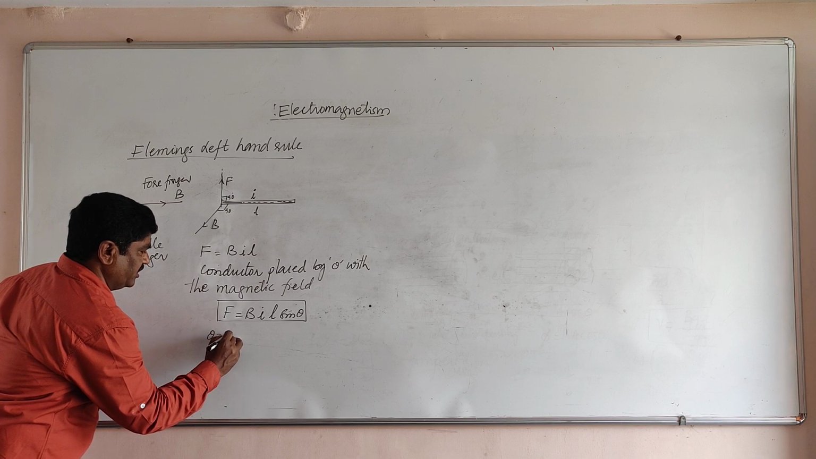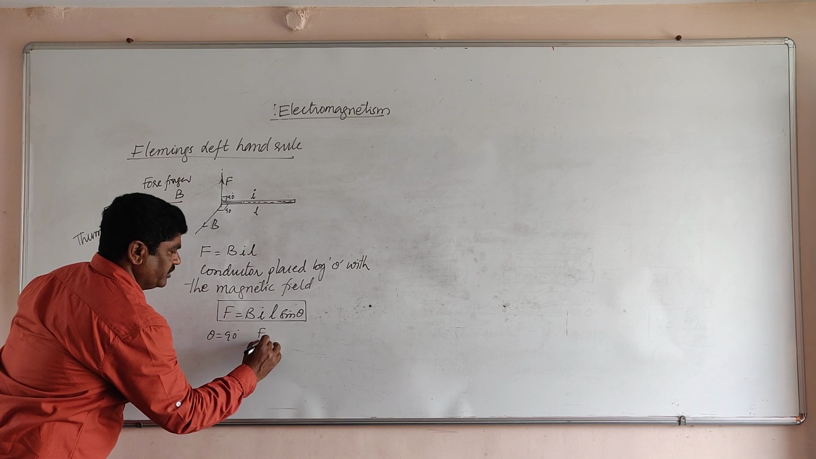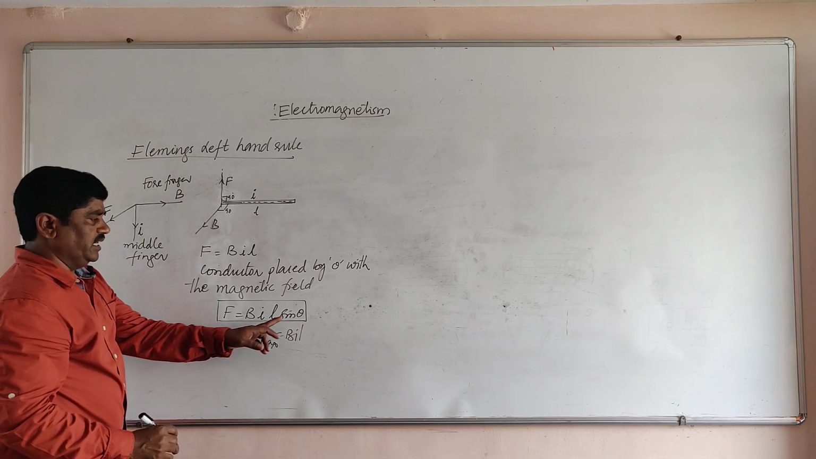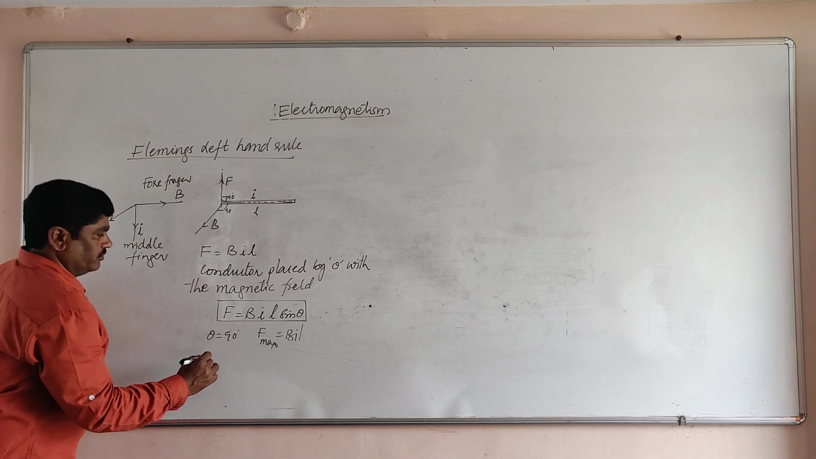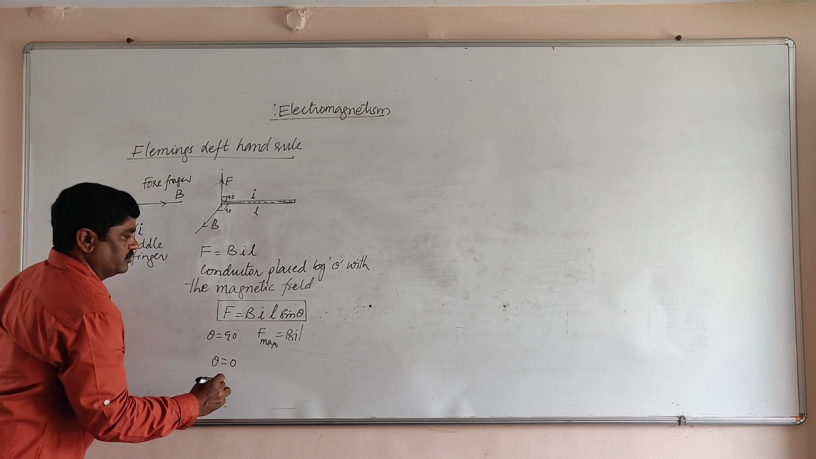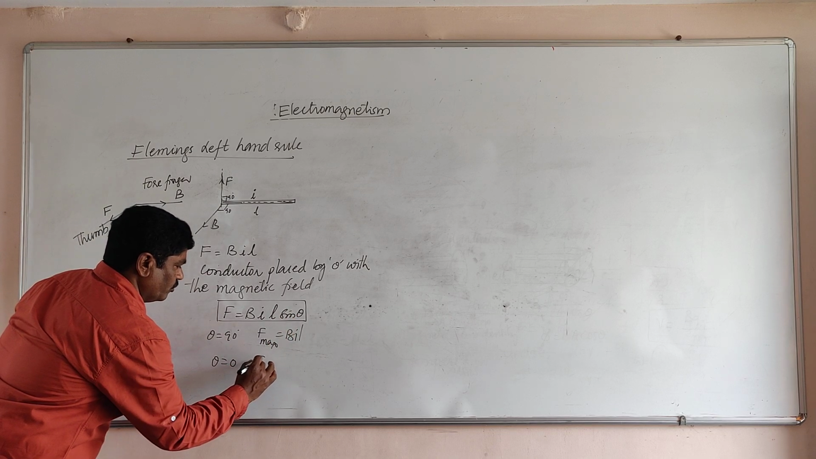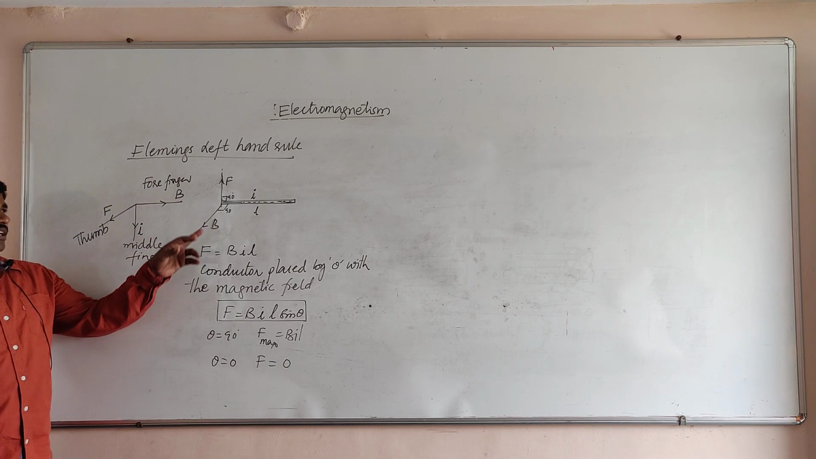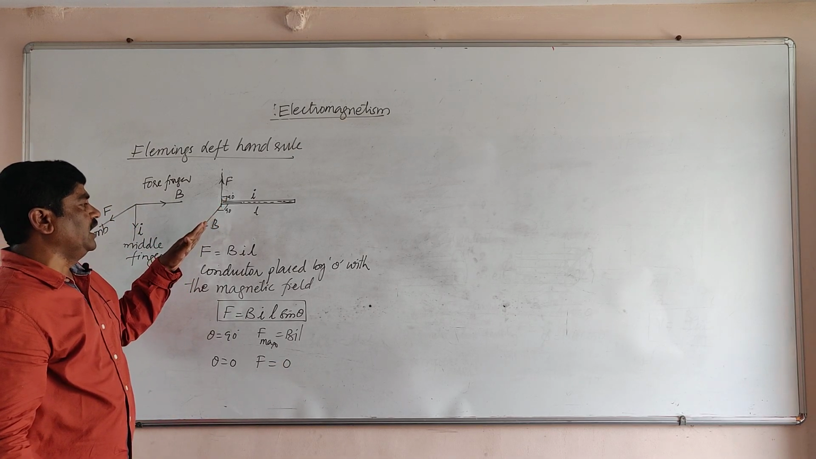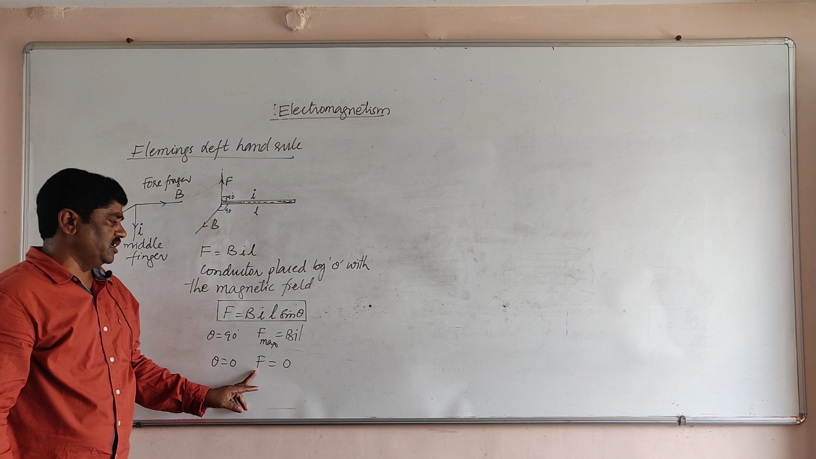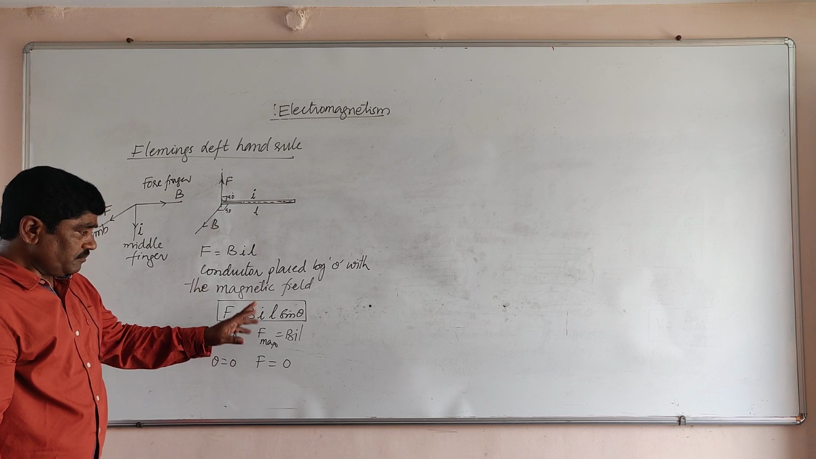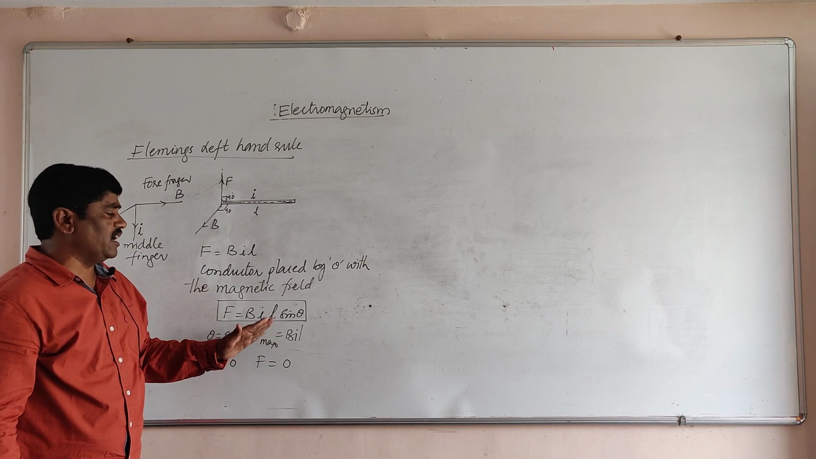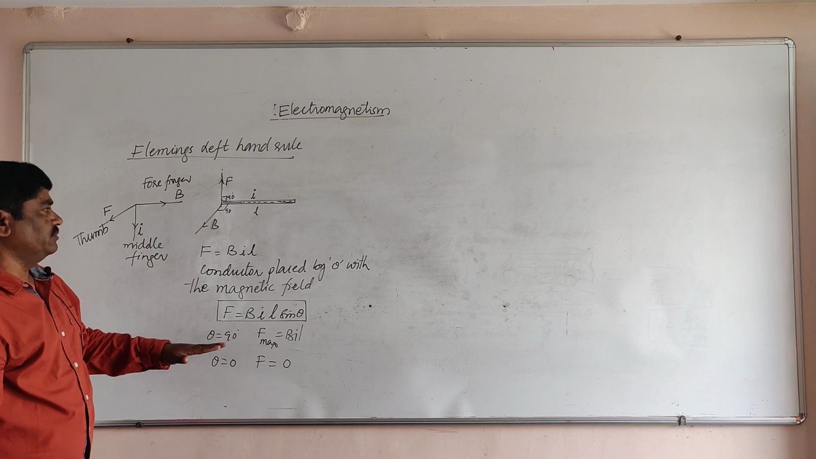When theta is 90 degrees, the force is maximum, that is nothing but BIL, because sine 90 is 1. When theta is equal to 0, sine 0 is equal to 0, therefore the force is minimum, that is 0. So when a conductor is placed parallel to the magnetic field, no force acts on the conductor. But when the conductor is placed perpendicular to the magnetic field, the force acting on that conductor is maximum.